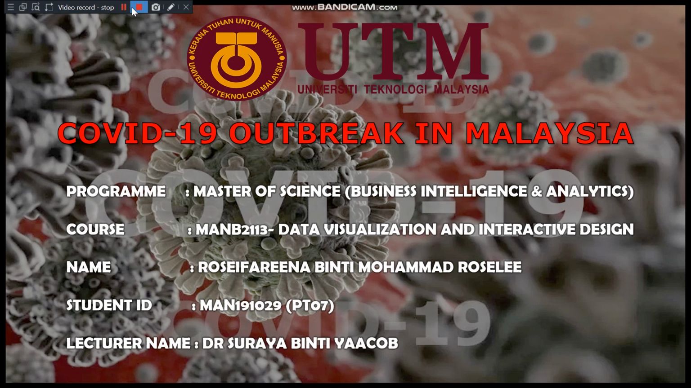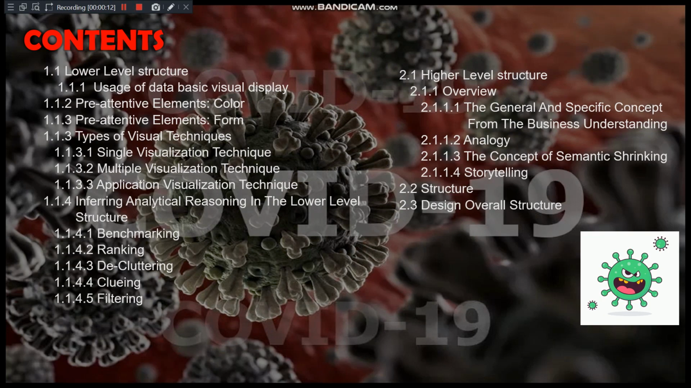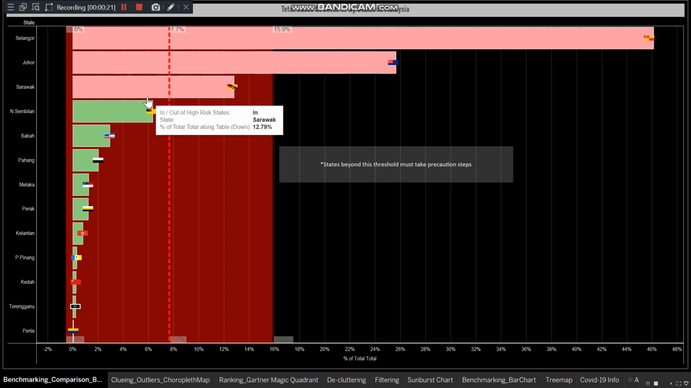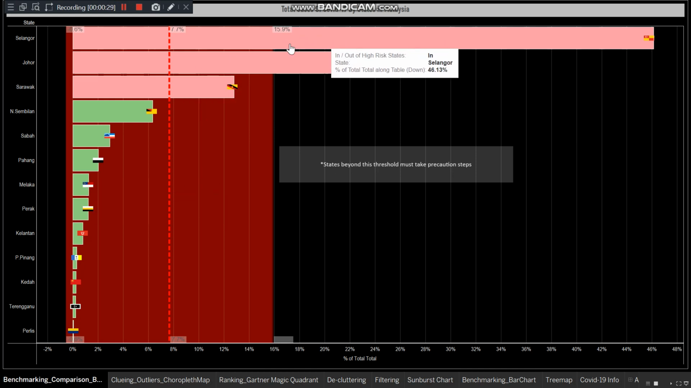Today I would like to present my final project of data visualization and interactive design regarding the COVID-19 outbreak in Malaysia. Here is the content included in my final project, and all of it will be represented using a tabular format. This bar chart shows a basic visual display using lines and colors to differentiate the low and high cases of COVID-19.